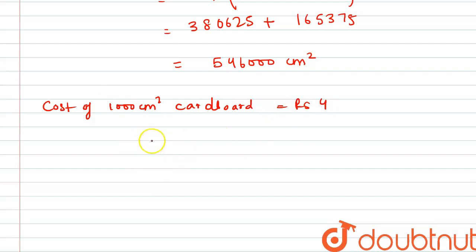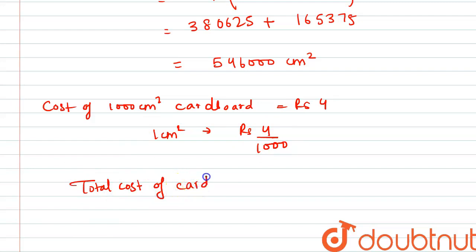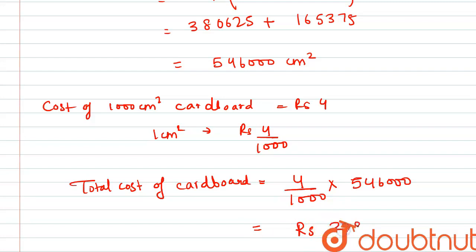It is given to us that the cost of 1000 centimeter square cardboard is rupees 4. So for 1 centimeter square it will be rupees 4 by 1000. So the total cost of cardboard comes out to be 4 by 1000 multiplied by 5,46,000. So the total cost comes out to be rupees 2,184. So this is the total cost of cardboard for making the boxes. So this is our final answer.